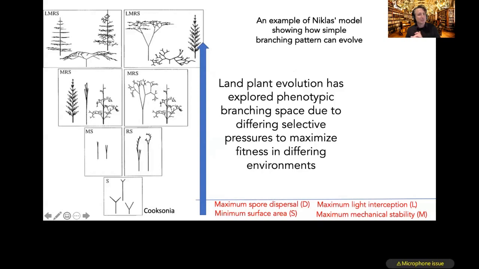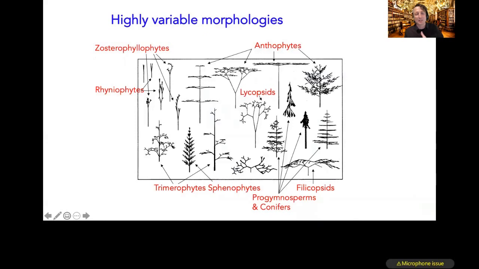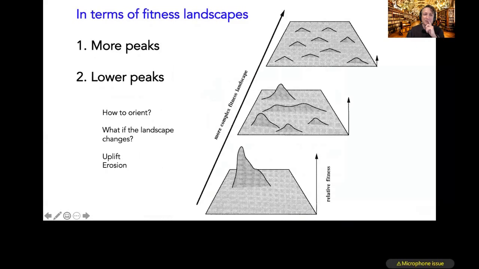And so think of land plant evolution as exploring this phenotypic space, due to differing selective pressures to maximize fitness in these differing environments. And so we've covered this really large ground here. And you can map onto this the trimerophytes, the rhyniophytes, and the zosterophyllophytes, and overall conifers and angiosperms, right? These highly variable morphologies are reflecting these differences in different environments and these differing selective pressures.